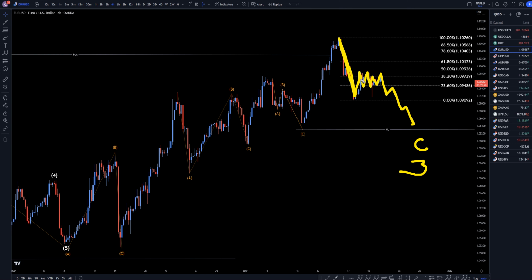It could end up being a 1, 2, 3 of A, or it could be an ABC, and it could make another higher low and just keep on trending up. Either way, I do believe that we have more movement to the downside ahead of us.